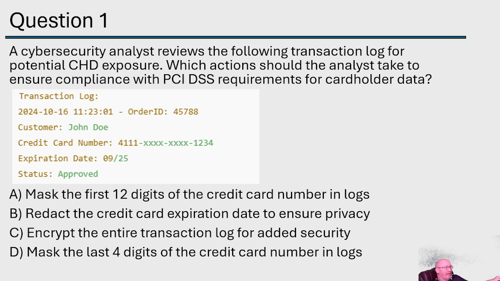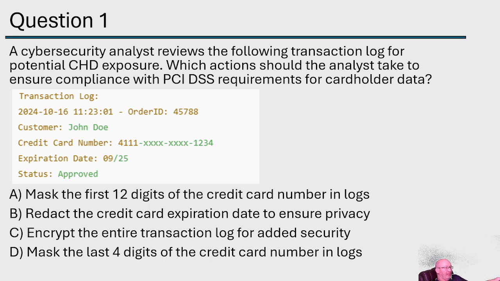And then we have A: mask the first 12 digits of the credit card number in the logs. We see that the second 4 and the third 4 are masked. We see the last 4 is not, and the first 4 is not either. So I think that's a clue, right? Should we do that? All right, so that leaves us A, C, and D.